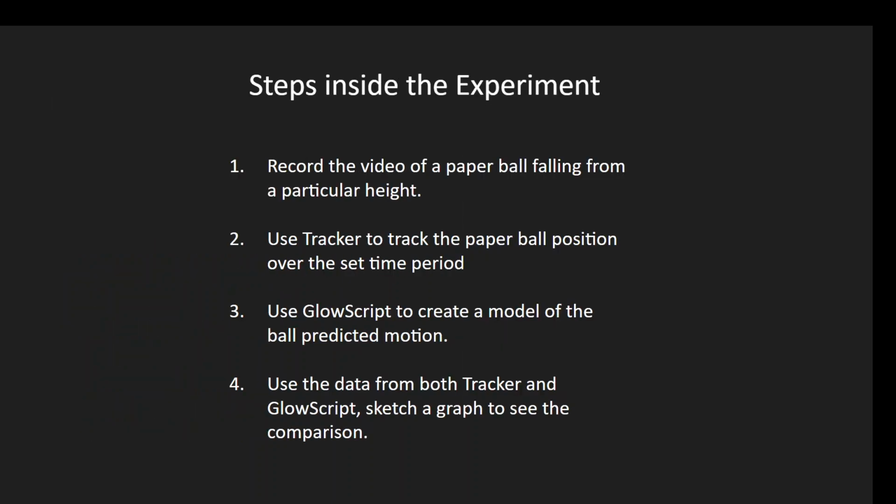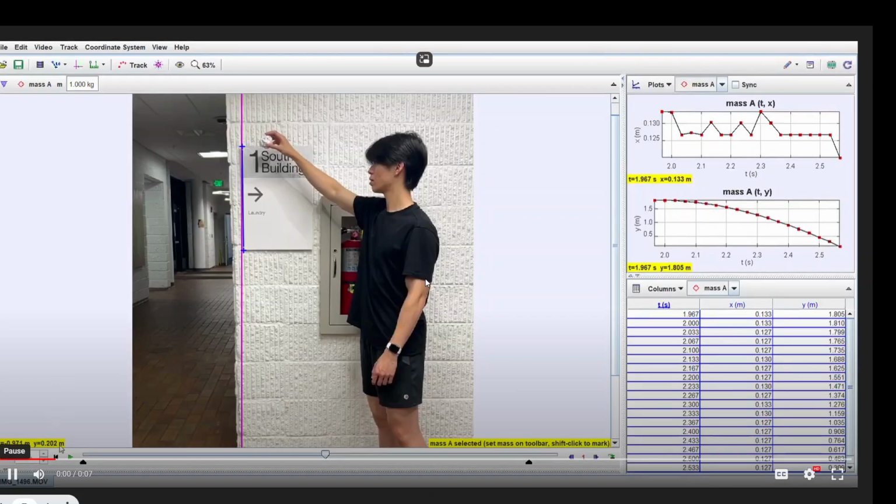So the steps inside the experiment are: I'm going to record a video of the paper ball falling from a particular height, and then I'll use Tracker to track the paper ball position over the set time period, and later I'll use GlowScript to create a model of the ball's predicted motion. This is the video of my experiment of the ball falling.